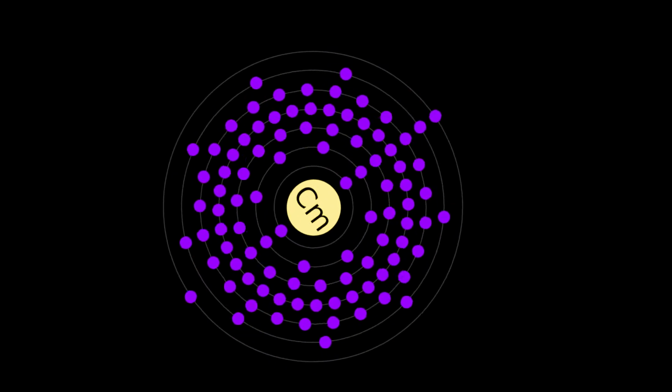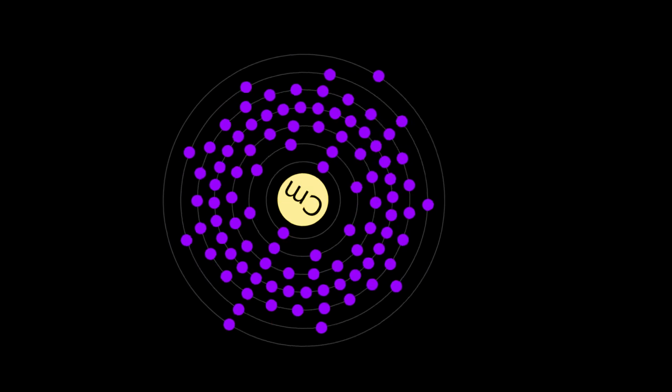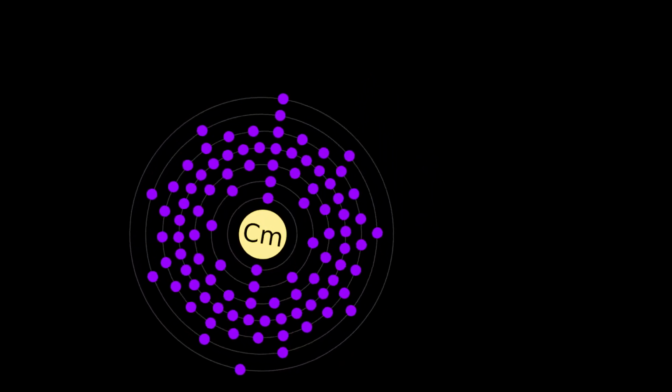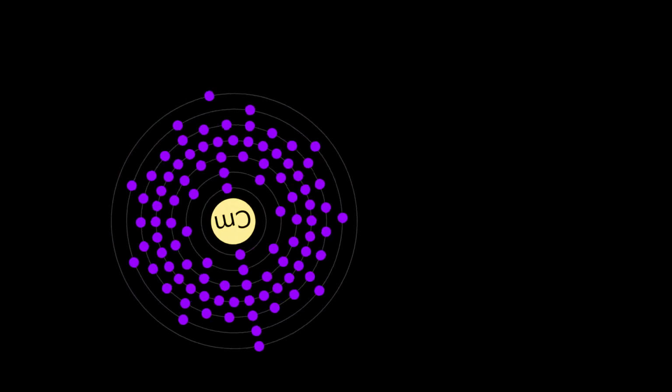Curium is a transuranic radioactive chemical element with symbol Cm and atomic number 96. This element of the actinide series was named after Marie and Pierre Curie. Both were known for their research on radioactivity.